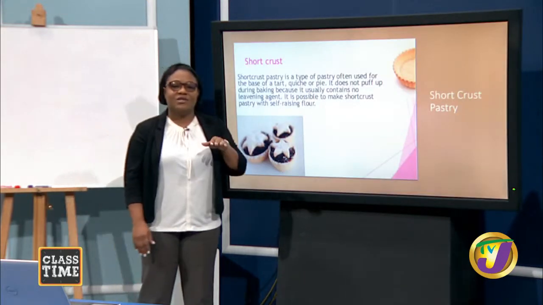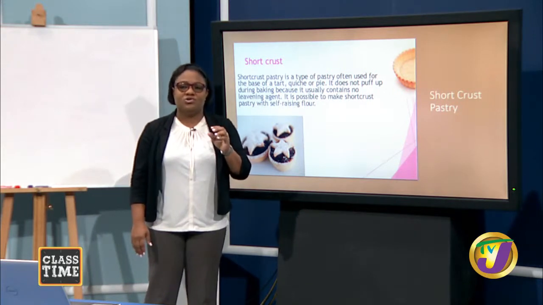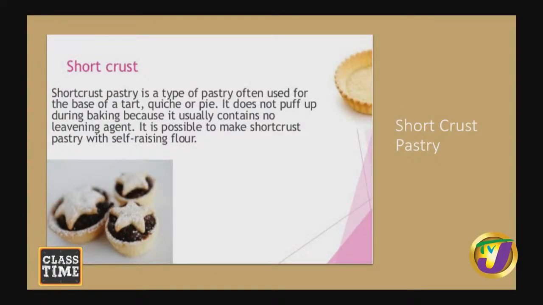Now, let's dive into short crust pastry. Short crust pastry is a type of pastry often used for the base of tart, quiche, or pie. And quiche is a savory dish. Oftentimes for quiche, we use callaloo, we can use ackee, we can even use a meat filling, or we can pair it with a meat filling and a vegetable filling, but this is very savory. It doesn't puff up, it crumbles, and it's short.